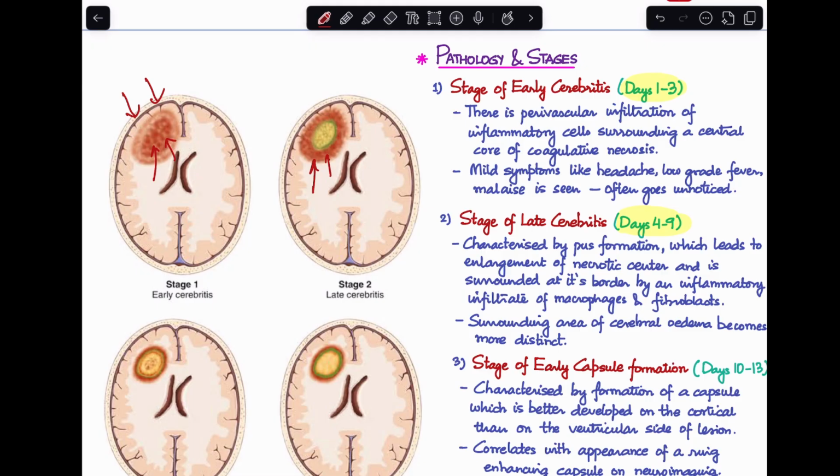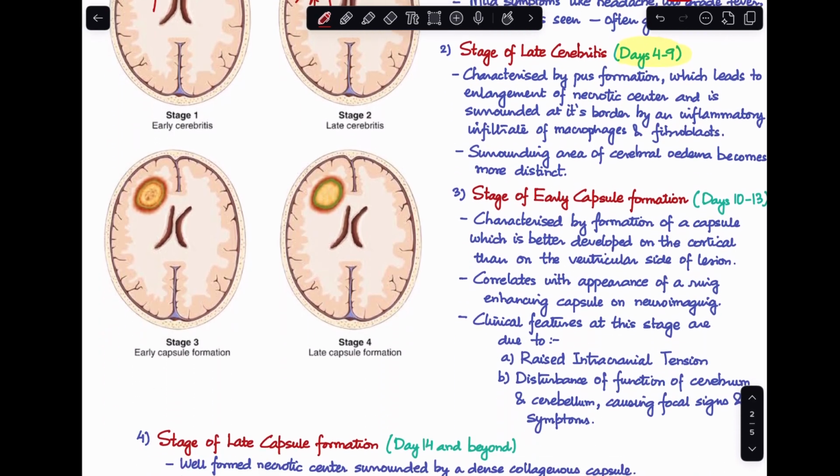leads to a enlargement of the necrotic center and surrounded at its border by an inflammatory infiltrate of macrophages and fibroblasts. The surrounding area of cerebral edema becomes more distinct. So we see that the central core has expanded and has become necrotic. And the surrounding edema, the reddish area that you're seeing, has also become more distinct.